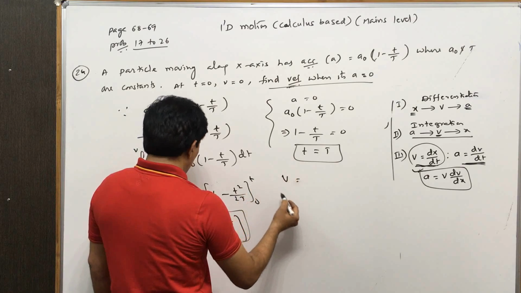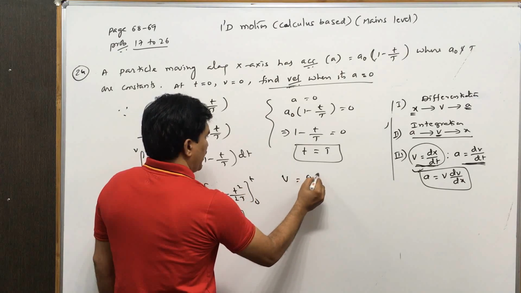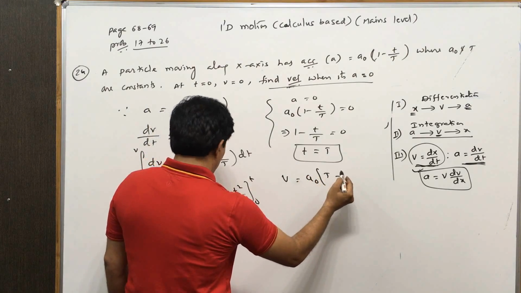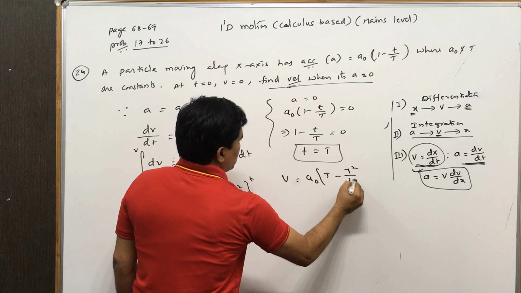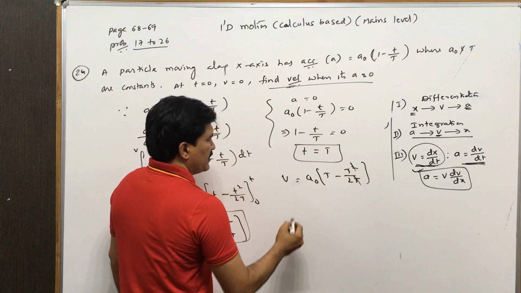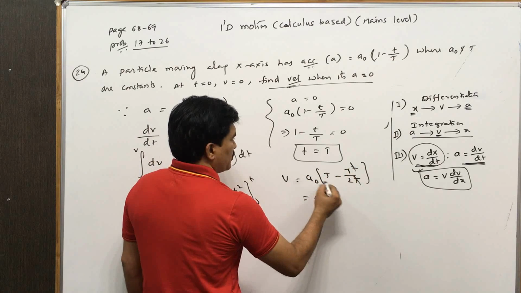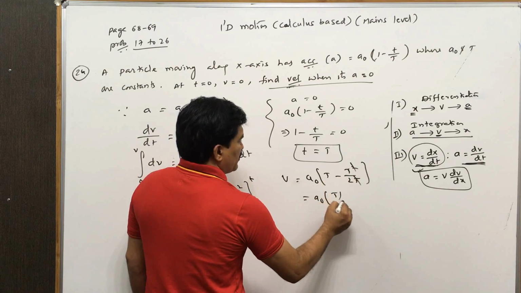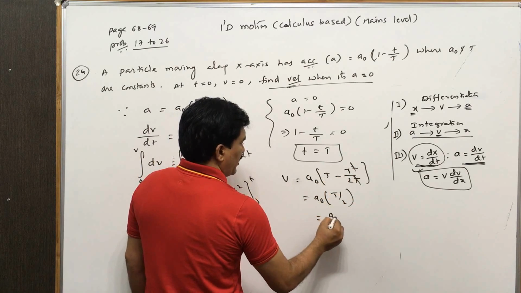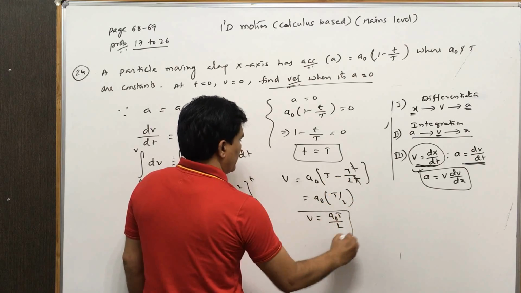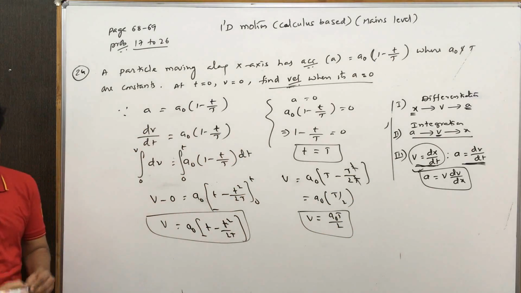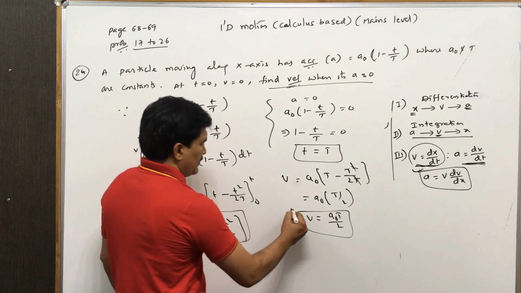becomes 0. Therefore, v is equal to A naught times capital T minus capital T square by 2T, which leads to A naught into T minus T by 2, that is T by 2. So, A naught T by 2, that is the velocity when acceleration reduced to 0. Okay. This is the required one.